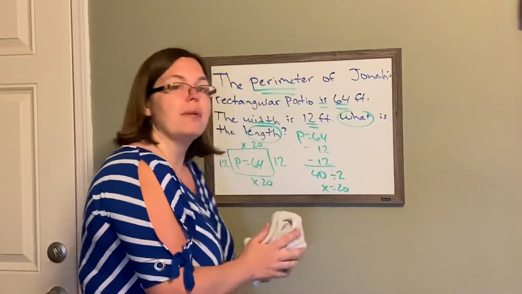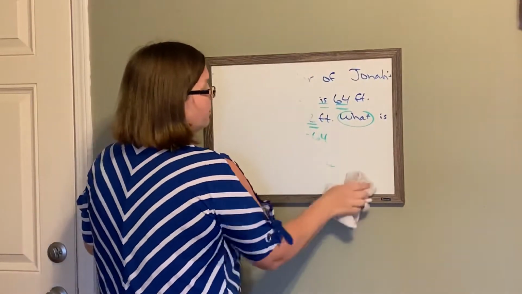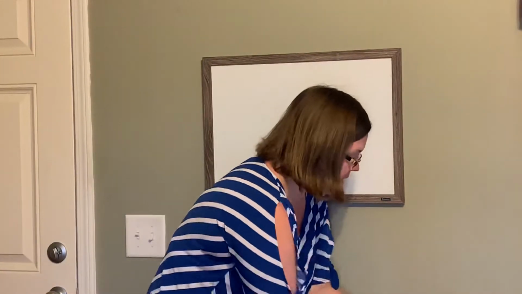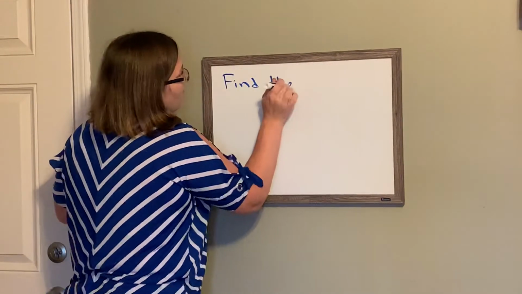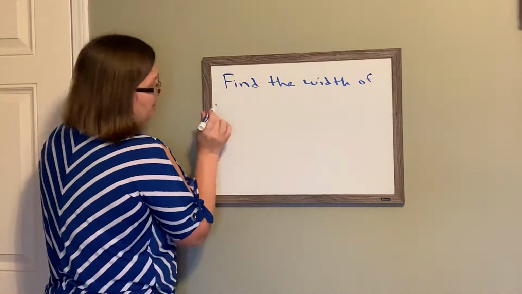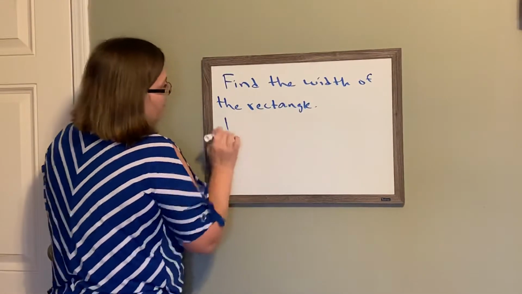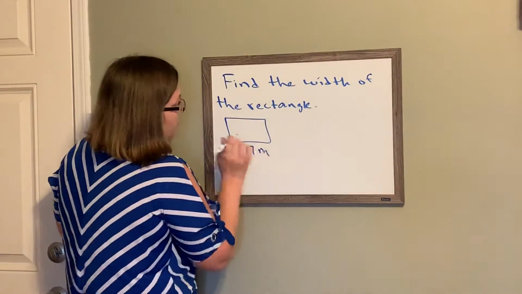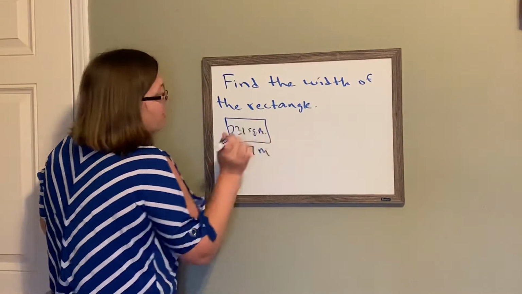We'll try one more problem, except this time finding the side when given the area. In this particular problem, the question says find the width of the rectangle. They give me a rectangle, and the sides are labeled 17 meters, and they say it has 221 square meters.